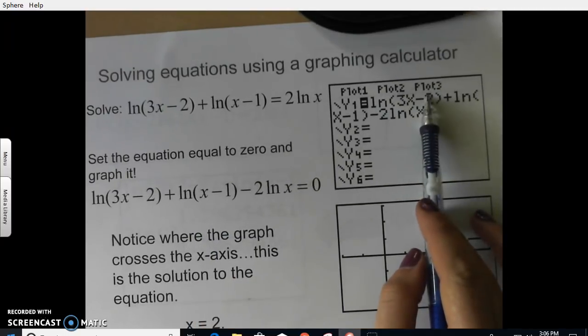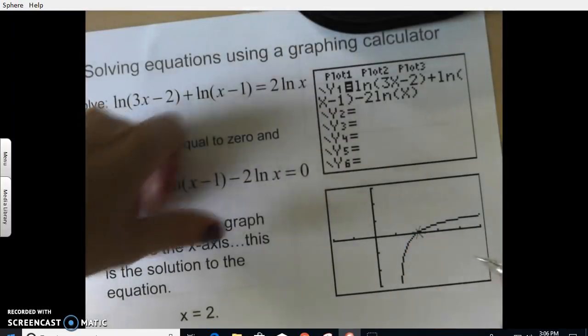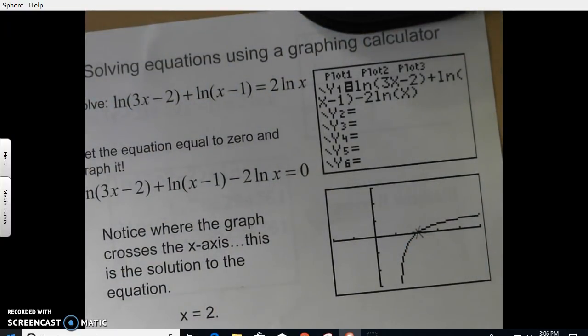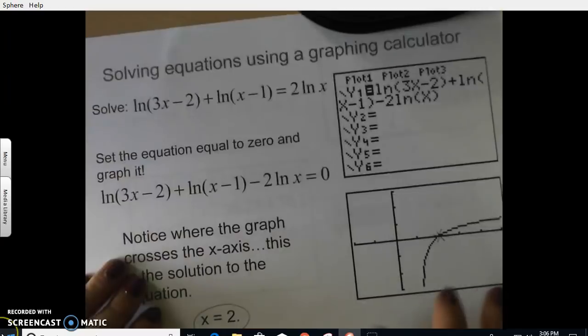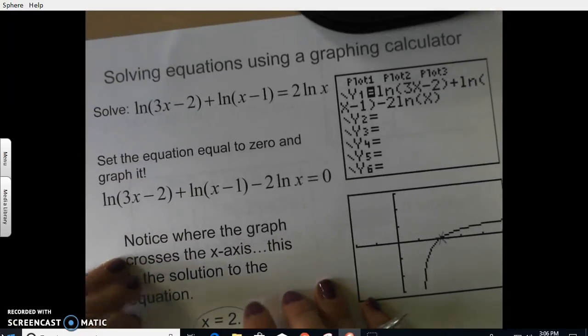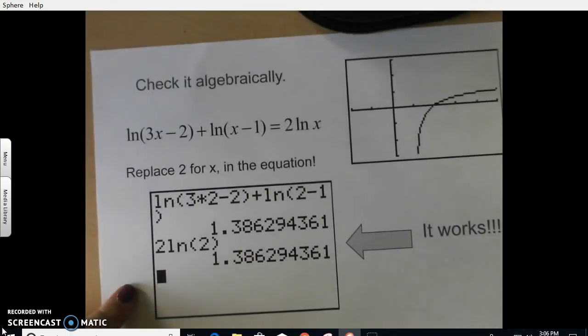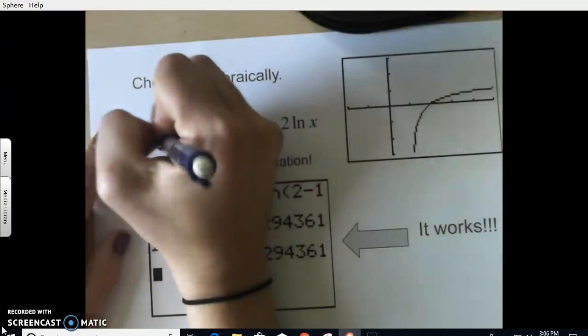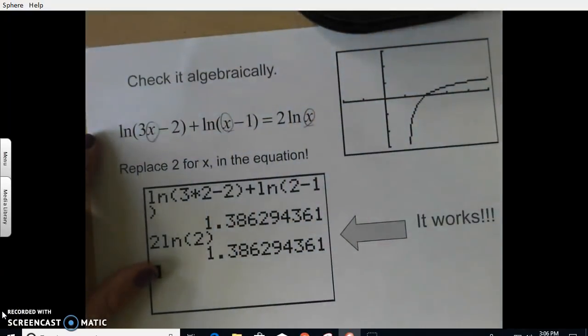I graph it, and we can see that my function crosses the x-axis at x equals 2, which means my solution would be 2. I can check that by plugging it in, but also I can replace 2 in all of these x's.